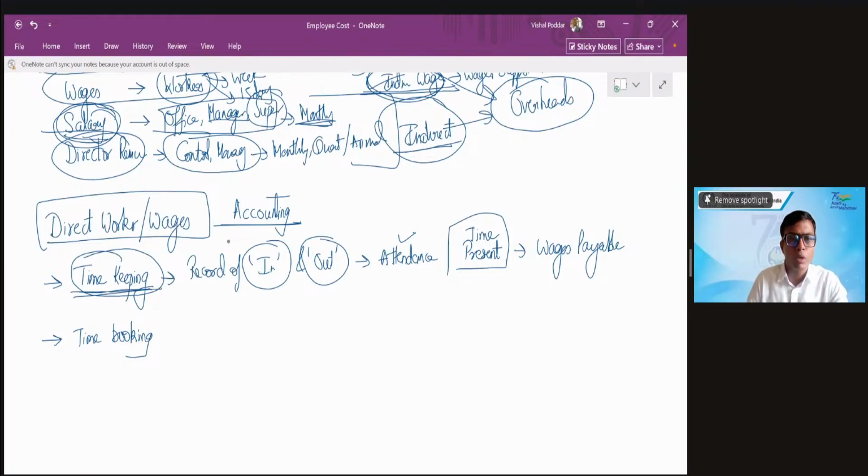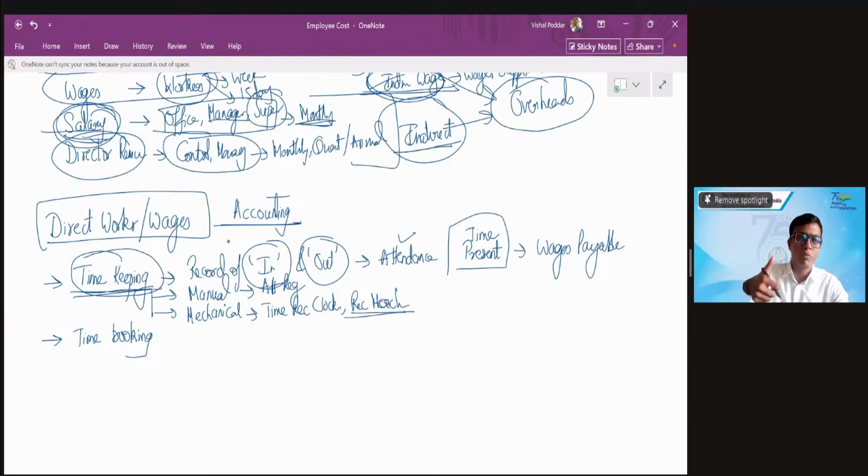Now, timekeeping has both types of methods. You have the manual method, and now you have the sophisticated mechanical methods. In manual, you have the old attendance register method, which is the most common manual method. And in mechanical, we have time recording clocks. Or now we have all those cards, card swipes and retina scan, thumb machines. So we have all those different types of recording machines. Now, recording machines you are well aware of. The most common one is that thumb.